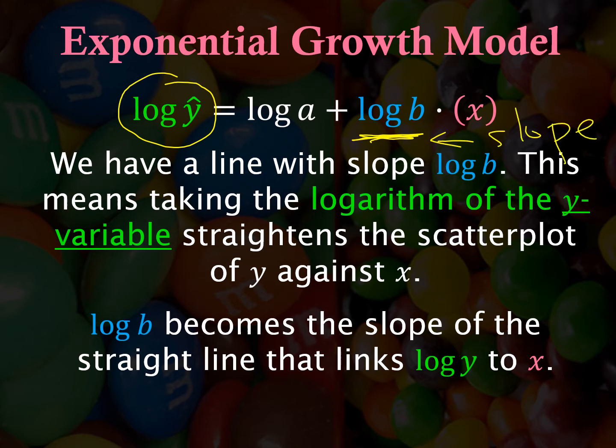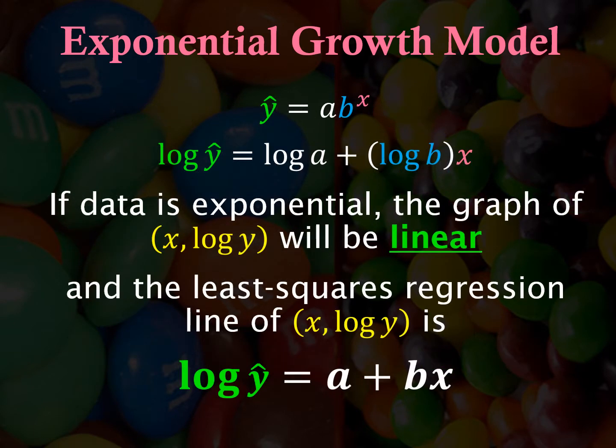Okay, so it's basically a plus bx like we learned in chapter 3, but log of y hat is in a linear relationship with x with the slope of log b, which means if you take the log of y hat, there is a linear relationship for an exponential equation with x. Okay, it straightens the scatter plot of y against x. Log b becomes the slope of the straight line that links log y to x. So in summary, if the data is exponential, the graph of x comma log y will be linear.